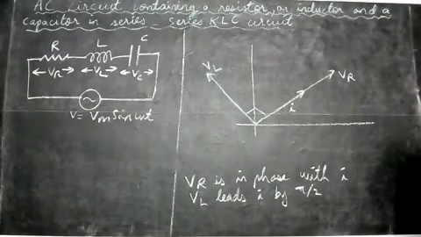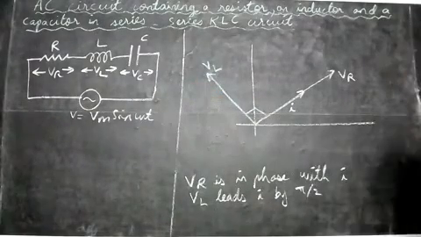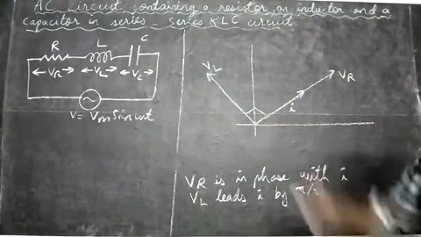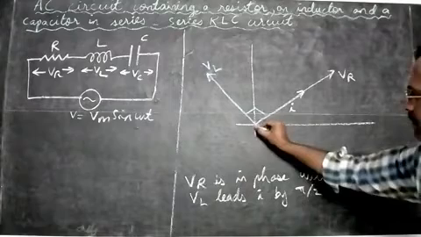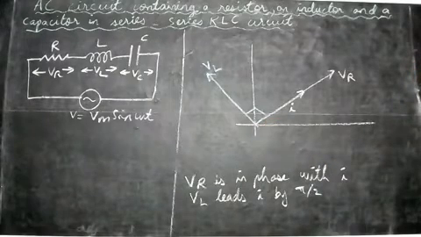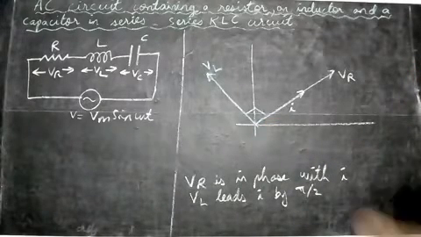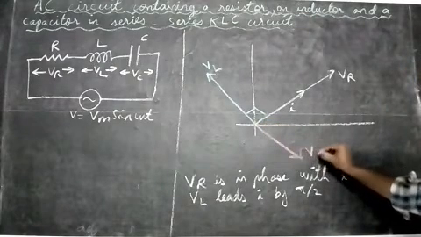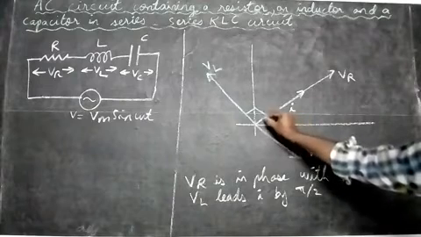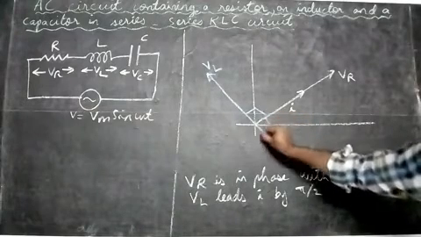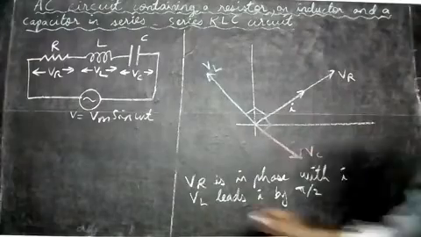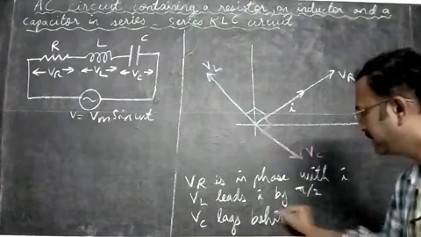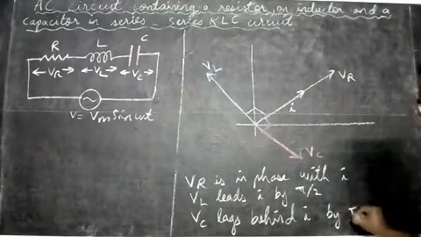And the third one, we see a capacitor also is there. The voltage across the capacitor lags behind I by pi by 2. I'll choose another color, red. So the voltage across the capacitor is behind this current by pi by 2, that is 90 degrees. So I'll write here: voltage across the capacitor lags behind the current by pi by 2.